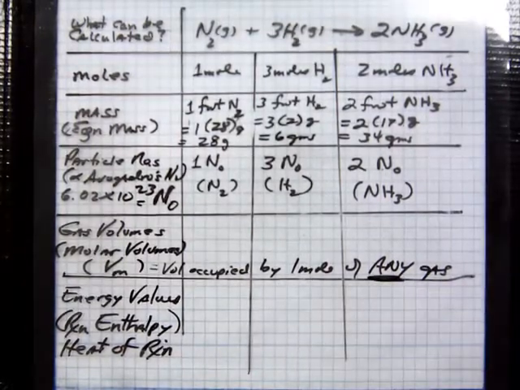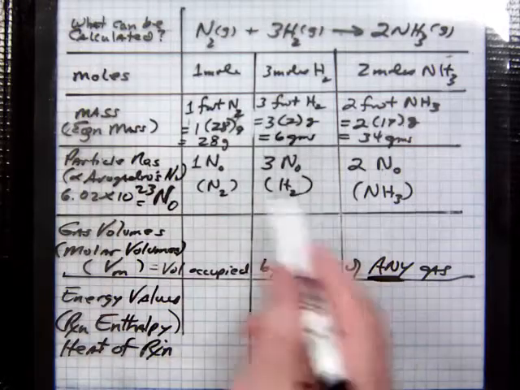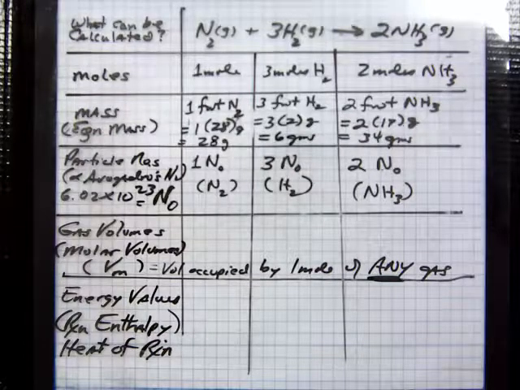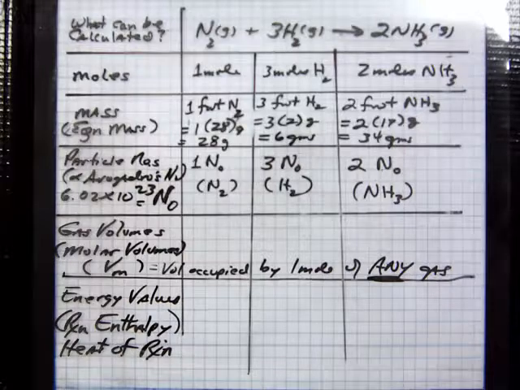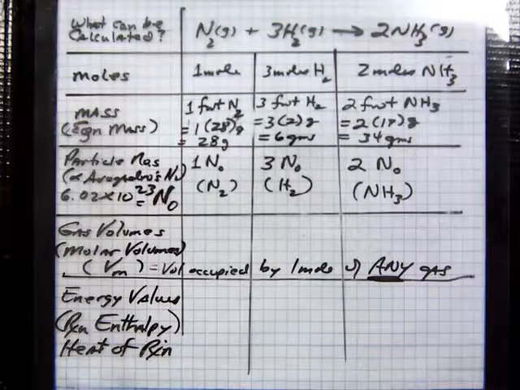Underline "any." If I have 1 mole of hydrogen gas, it's going to occupy the same volume as 1 mole of ammonia gas, which will occupy the same volume as 1 mole of nitrogen. Doesn't matter what it is, 1 mole of any gas occupies 1 molar volume.